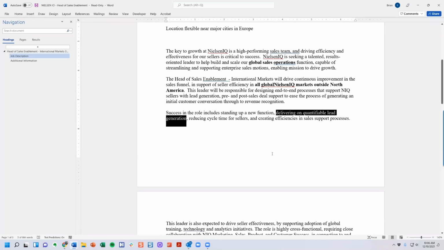Who is the stakeholder? Which stakeholders? There are a lot of people who want to buy, but who are they specifically? Nielsen does not sell to companies, they sell to people. Do they sell to marketers? Do they sell to product people? Do they sell to analysts? Do they sell to executives? Who do they sell to? So delivering on quantifiable lead generation typically means targeting lead generation activities to the right stakeholders.